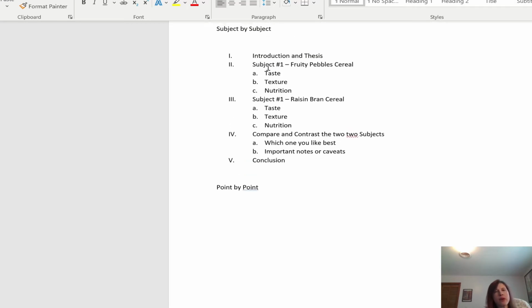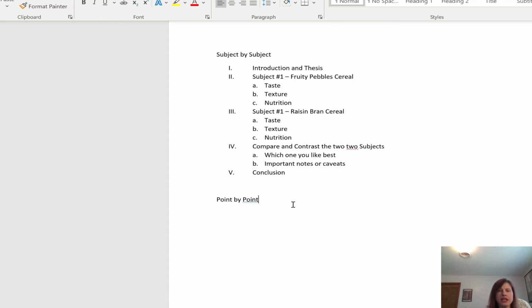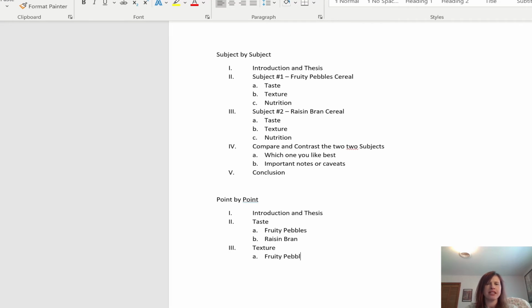Now, if you're doing point by point, let me get this up here. If you're doing point by point, then obviously you'll have your introduction and thesis first, same thing. But then here's where it gets different. Instead of talking about one entire subject first and then another subject second, you're going to go by points instead. So you could talk about taste, and you could say Fruity Pebbles versus Raisin Bran. All right, and then you can talk about texture. And it's going to be the same exact thing, where you're basically comparing and contrasting in the moment at the same time.